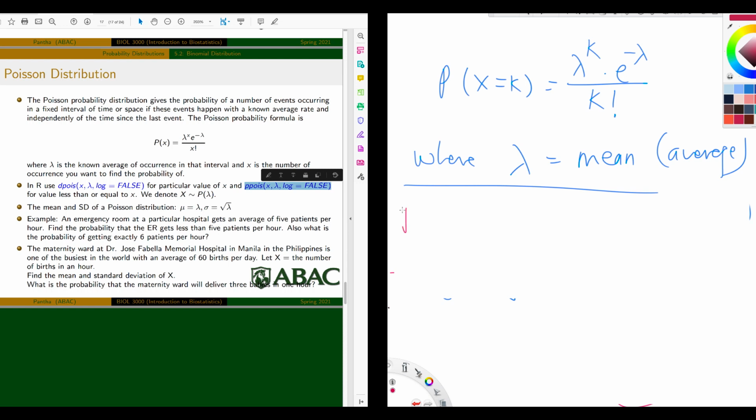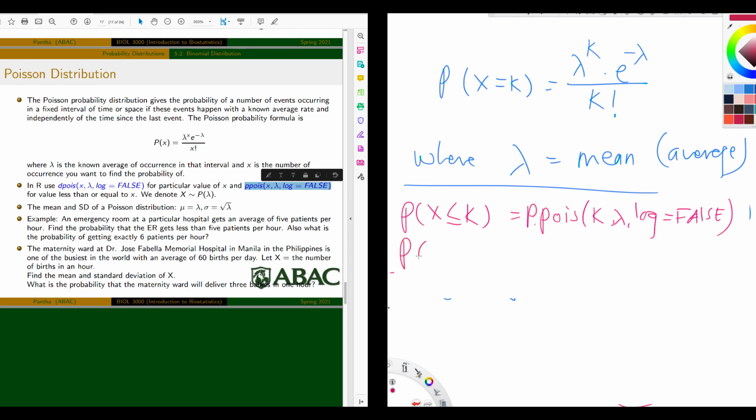Let me write that down. Probability of x less or equals to k is dpois, and then you write down k and then lambda, log equals to false, right? And I'm sorry, this is for the equals to. Let me write down ppois. For the less or equals, it is ppois.